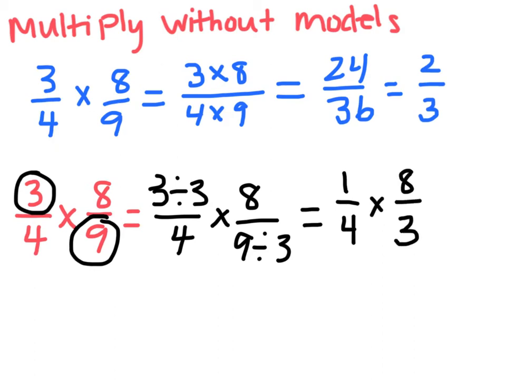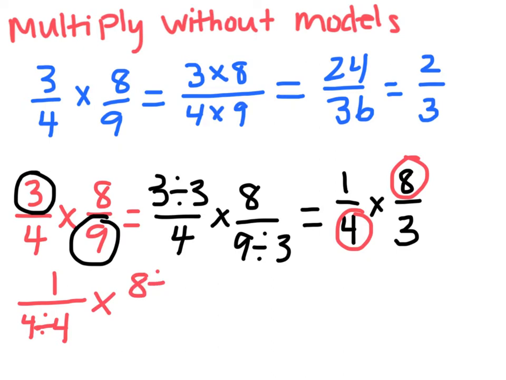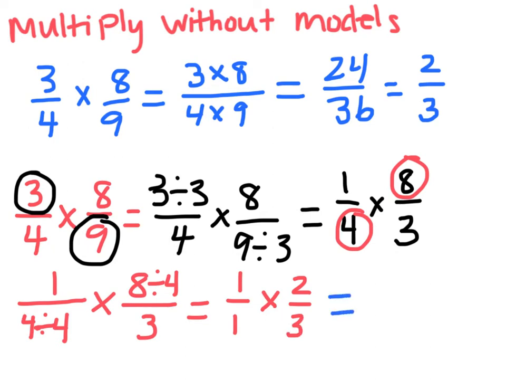Now let's examine our other pair of numerator and denominator, 8 and 4. These are each divisible by the number 4. So we're going to write another problem here. It'll look like this: 1 over 4 divided by 4 times 8 divided by 4 over 3, giving us a new pair of fractions, 1 over 1 times 2 over 3. Now we complete this problem by multiplying across. Numerator times numerator gives us 2. Denominator times denominator gives us 3.